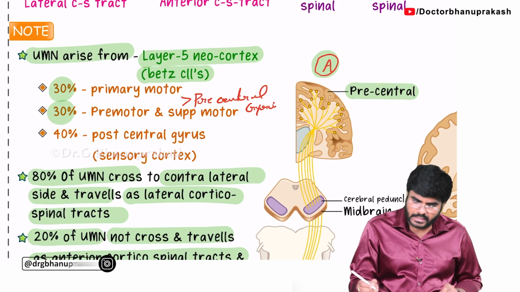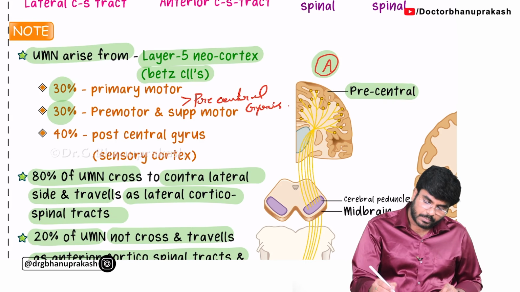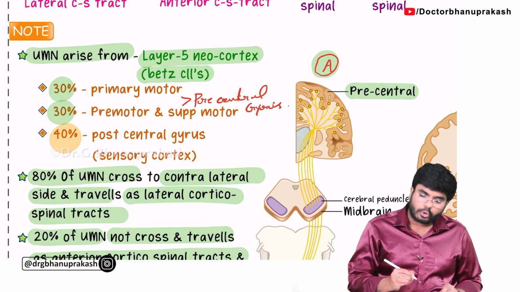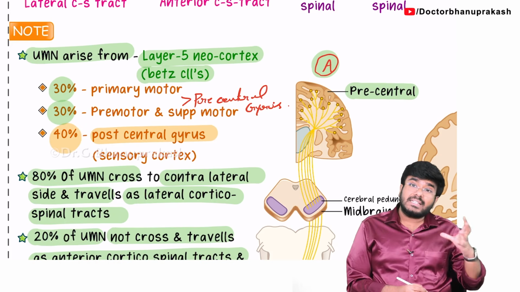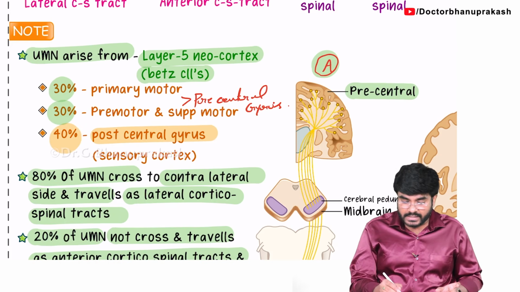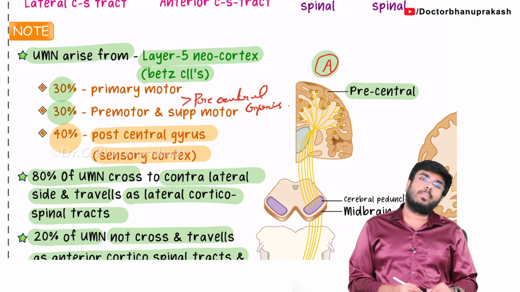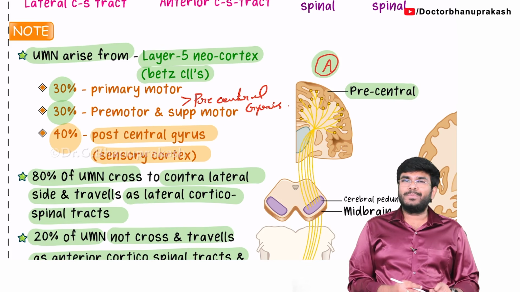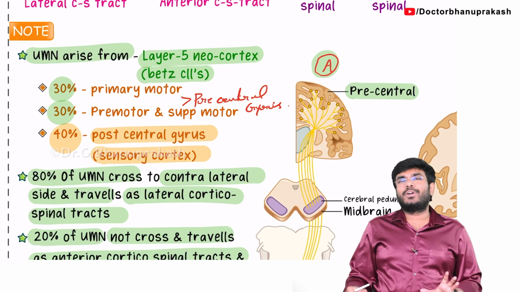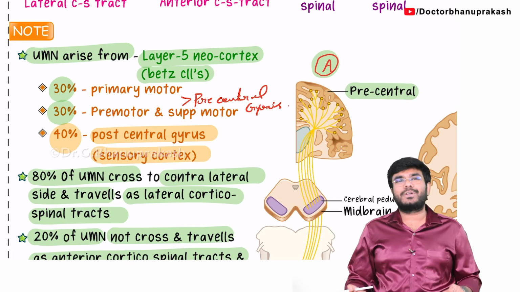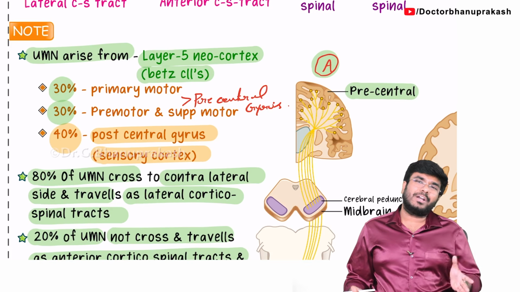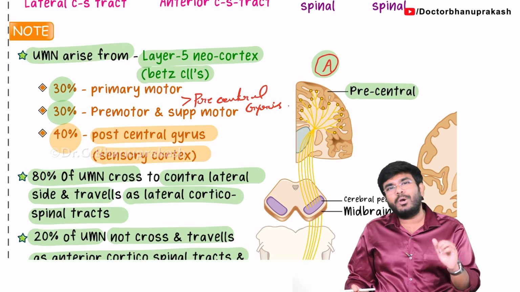They are arising from the pre-central gyrus. But 40%, this is important, 40% of the upper motor neurons are also arising from the post-central gyrus, which is the somatosensory cortex. It's also giving rise to upper motor neurons. So the somatosensory cortex is not only a sensory cortex, but it is also a motor cortex. The post-central gyrus is not only doing the sensory functions, but it is also doing the motor functions.